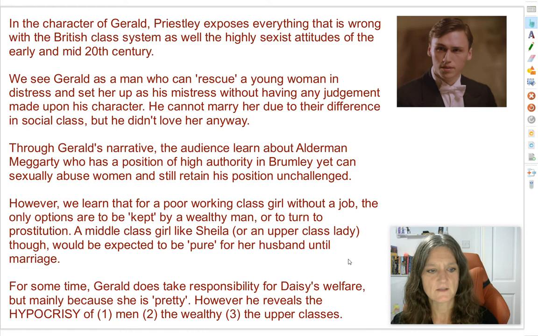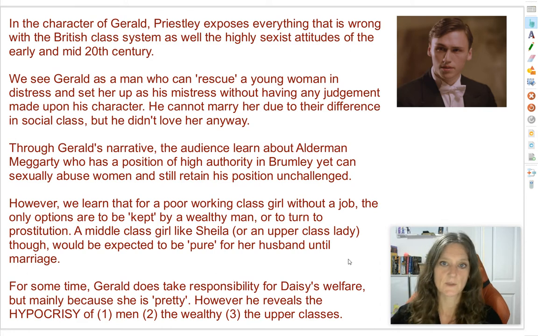So if we have a look underneath, just to summarise, Gerald does take some responsibility for Daisy's welfare, but probably mainly because she was pretty and he was very attracted to her. If she'd been ugly, he probably wouldn't have taken her on. However, he reveals hypocrisy: one, men; two, the wealthy; three, the upper classes. The fact that the upper classes can get away with anything.